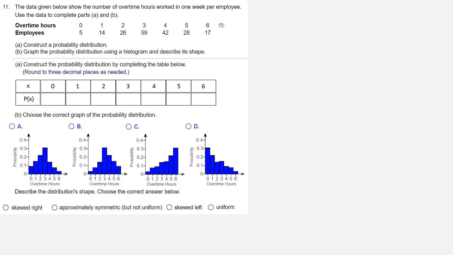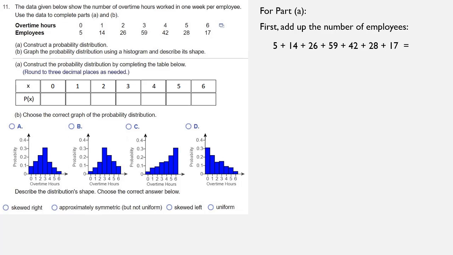So the first thing we need to do to convert our frequency distribution into a probability distribution is to add up all the values of the employees that we have. So we're going to take the 5 plus 14 plus 26 plus 59 plus 42 plus 28 plus 17. And when we add all those up, we get 191. That number will be the denominator of each one of our probability fractions.